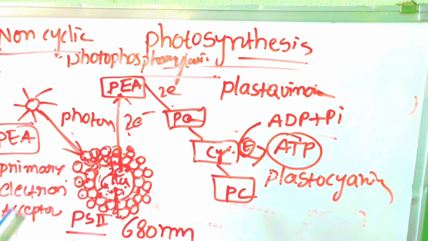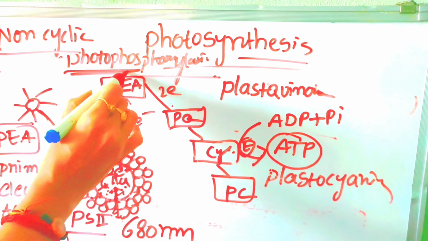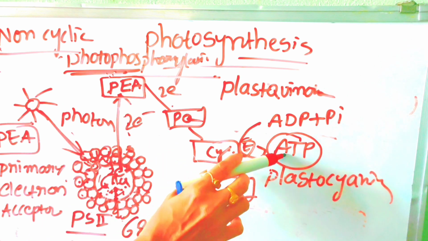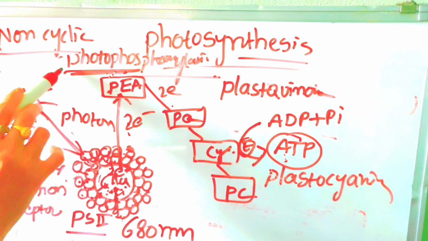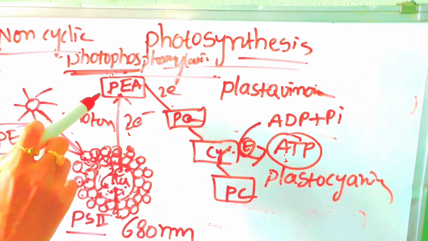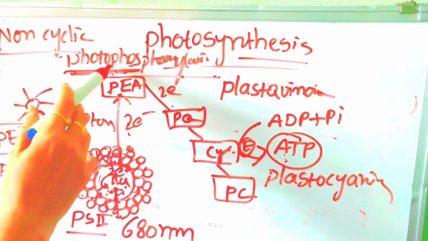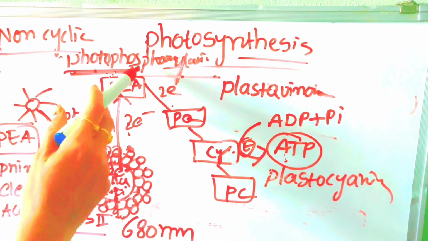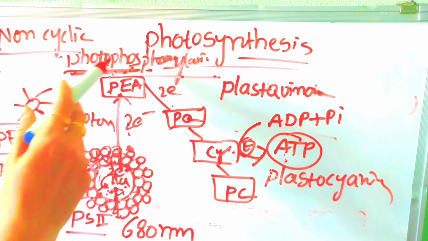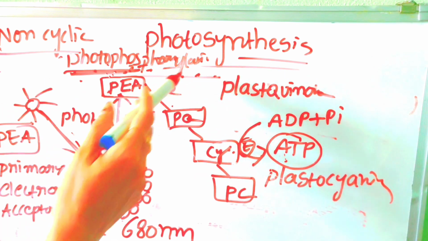So the main important reaction is the synthesis of phosphate during the photosynthesis reaction. The name is photophosphorylation. In the presence of light, the phosphate molecule is synthesized. So the process name is photophosphorylation.